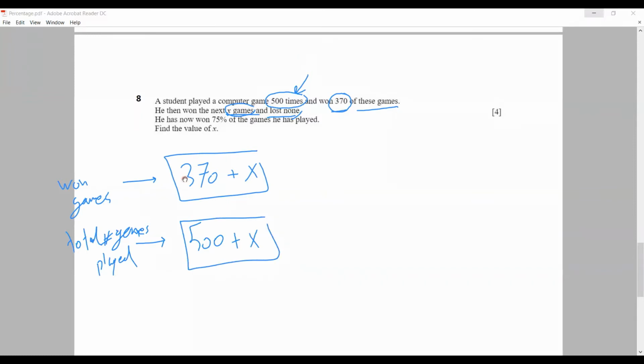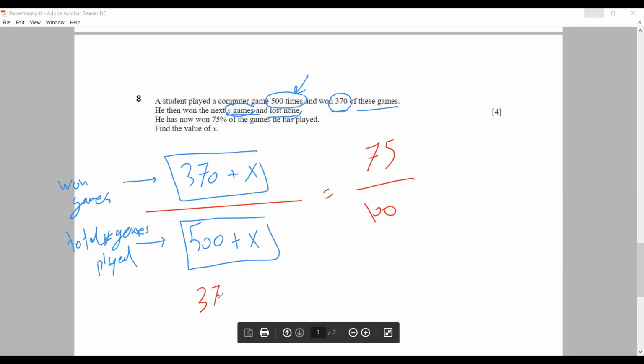Now, this is the number of wins, right? This is the total number of games that he played. So if you form a fraction with that, right? Let's draw a fraction line here. This should be equal to 75%, right? So that's just a matter of using the ratio approach here, and then you find X. The rest should be easy. You cross multiply, you get a linear equation, and we can find the unknown.